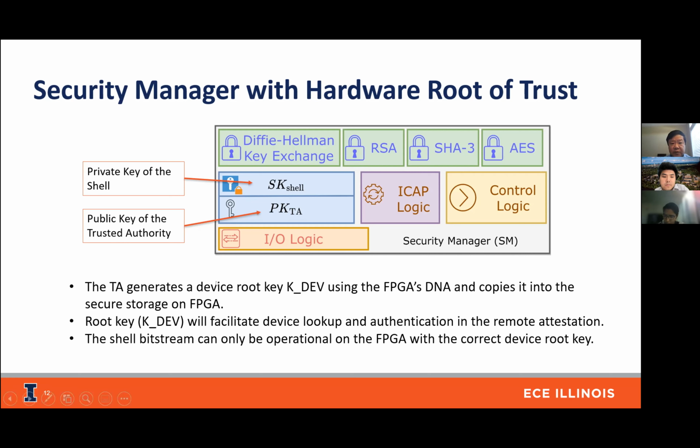We also use this TA to generate a device root key, using the FPGA's DNA. Because each FPGA is different, we can use, for example, a PUF implemented on top of the FPGA, or a random number generator, that can be used as the FPGA's DNA and then copied into the secure storage on the FPGA. This root key will facilitate device lookup, because there are many different devices in the cloud, and authentication in the remote attestation. The shell bitstream can only be operational on the FPGA with the correct device root key. So this is how we establish the root of trust.